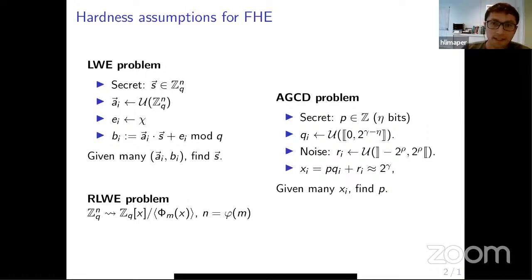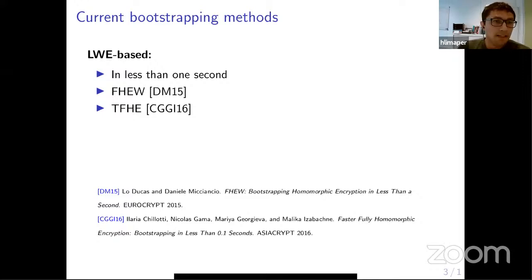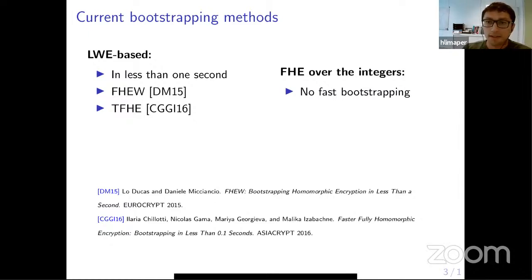The FHE schemes based on this problem are what we call FHE over the integers. Now, for the schemes based on the LWE problem, we have FHEW and TFHE, which implement a bootstrapping that runs in less than 1 second. But for schemes of this family, FHE over the integers, we have no such bootstrapping. So the goal of this paper is closing this gap between these two families of schemes.